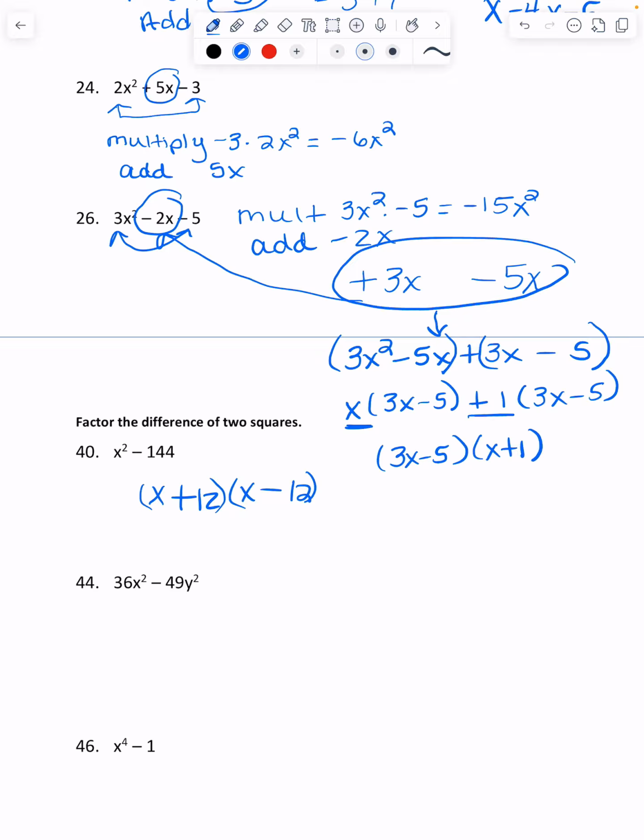All right, so look at this, 36x squared and 49y squared, they're all perfect squares. So 2 sets of parentheses. What do I square? Let me go ahead and put my signs in there. Difference of squares are always plus minus. 36x squared is 6x and 6x. What do I square to get 49y squared? 7y times 7y.